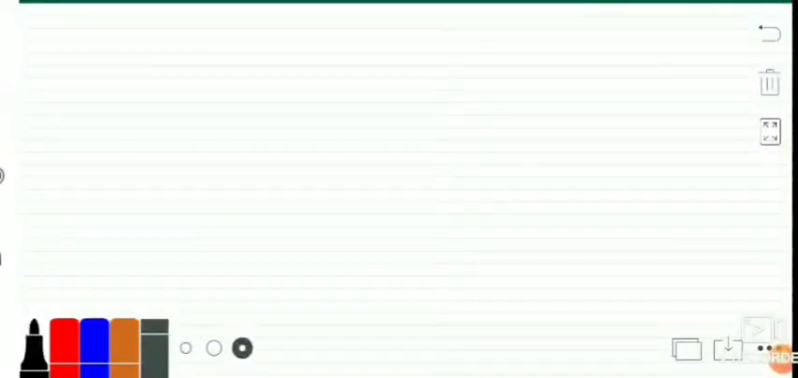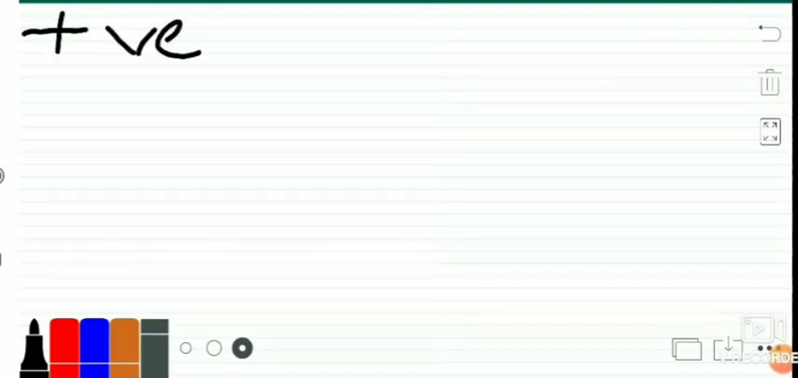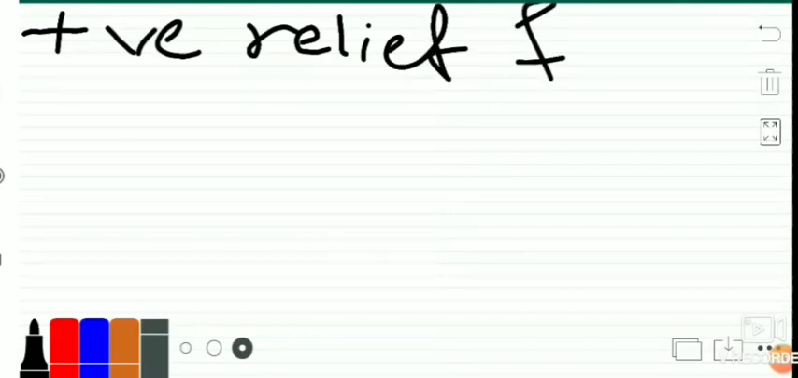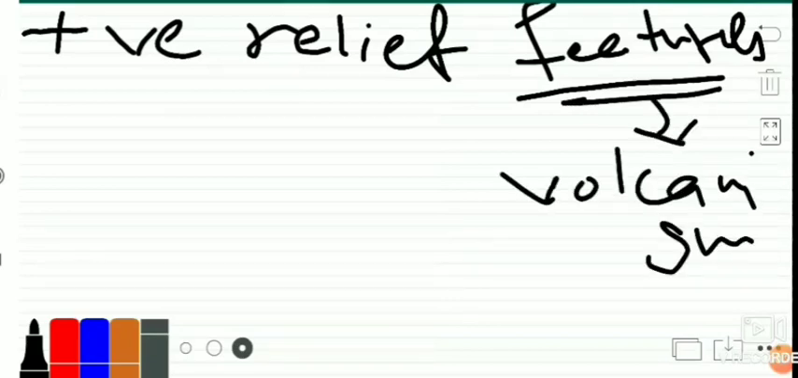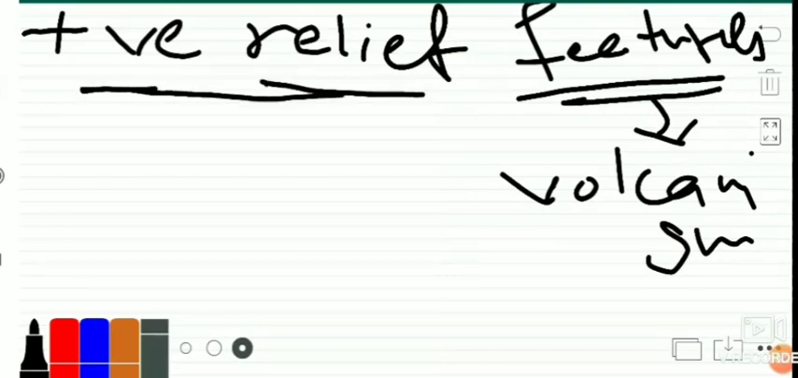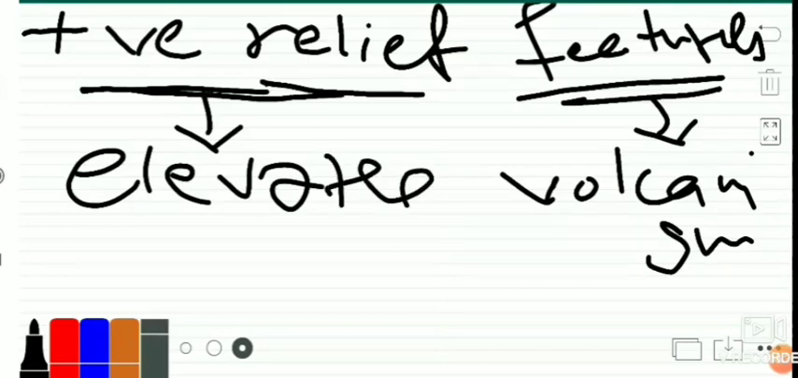Good morning, friends. Today we are going to discuss the difference between three types of volcanoes, or basically types of positive relief features of volcanoes. These are features of volcanoes because they are formed by volcanism, and positive relief because these are elevated structures, right?